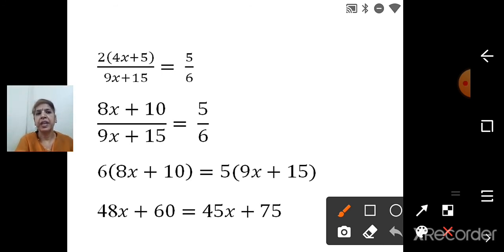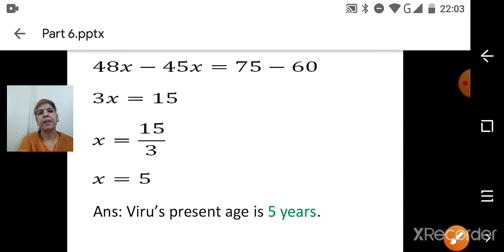Now you know, by cross multiplication, right? So 6 you multiply by 8x plus 10, and 5 you multiply by 9x plus 15. Now opening the bracket: 6 into 8x, 48x, plus 6 into 10, 60, is equal to 5 into 9x, so 5 nines are 45x, plus 5 into 15, 75. So we have got 48x plus 60 is equal to 45x plus 75.